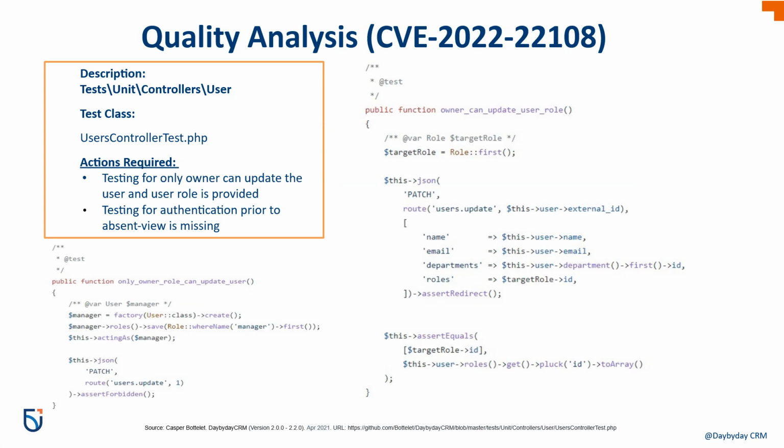For the quality analysis here, we looked into the user controller test under test unit controllers user package. So here we found that the testing for only owner can update the user and user role is provided through unit test module. Only owner role can update user. However, testing for authentication prior to absent view is missing in this test class, and we recommend to add that unit test. I'll now pass the mic to Izu.